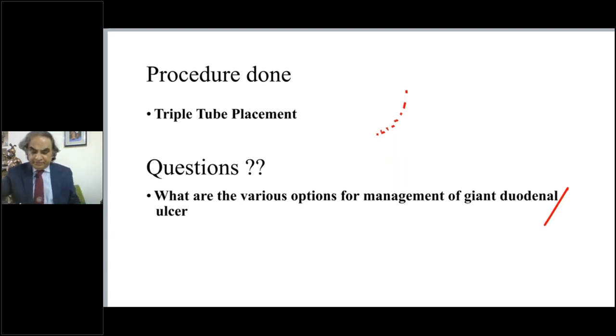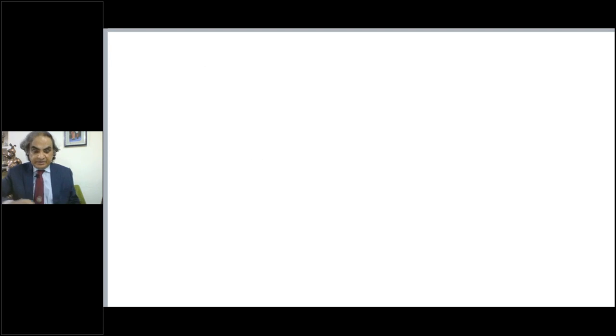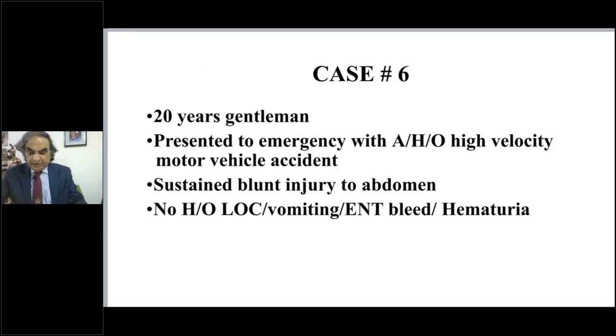This was a scenario of the giant duodenal ulcer perforation. Now we move on, and I would request people to volunteer to be part of it. Otherwise, I'll just take it forward as I do.